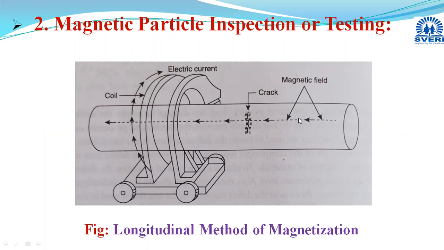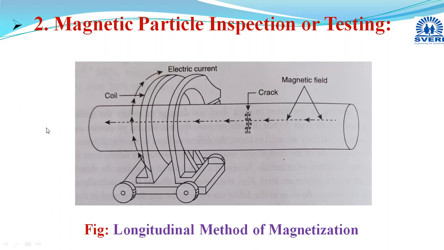And if any crack is perpendicular to the direction of the magnetic field, this type of crack is termed a transverse crack. At that crack, whichever fine ferromagnetic powder we apply on the surface will get concentrated at that defect area, and that particular crack is detected.